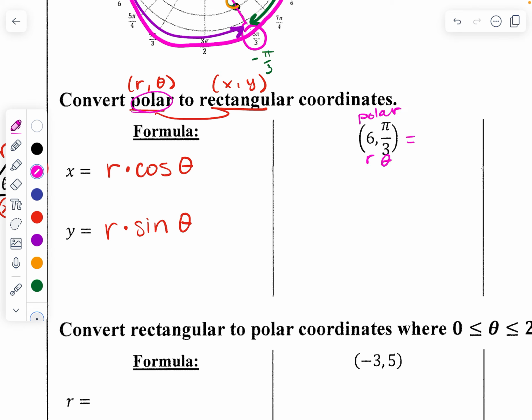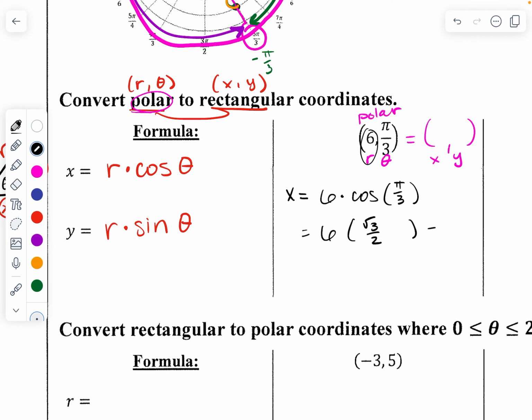We want to know, what does this equal to as x comma y? So we're going to use our formula here that x equals r, which in this case is 6, times cosine of theta, which is pi over 3. So here we know cosine pi over 3, if we use our charts, as easy as 1, 2, 3, 3, 2, 1, we know it's positive root 3 over 2 in that first quadrant. And this will simplify to 3 root 3, and that's our x.